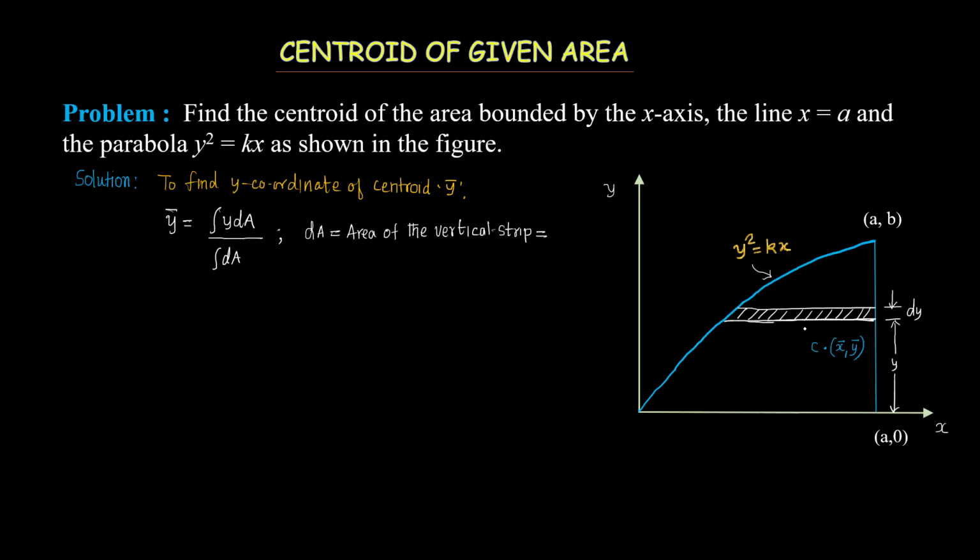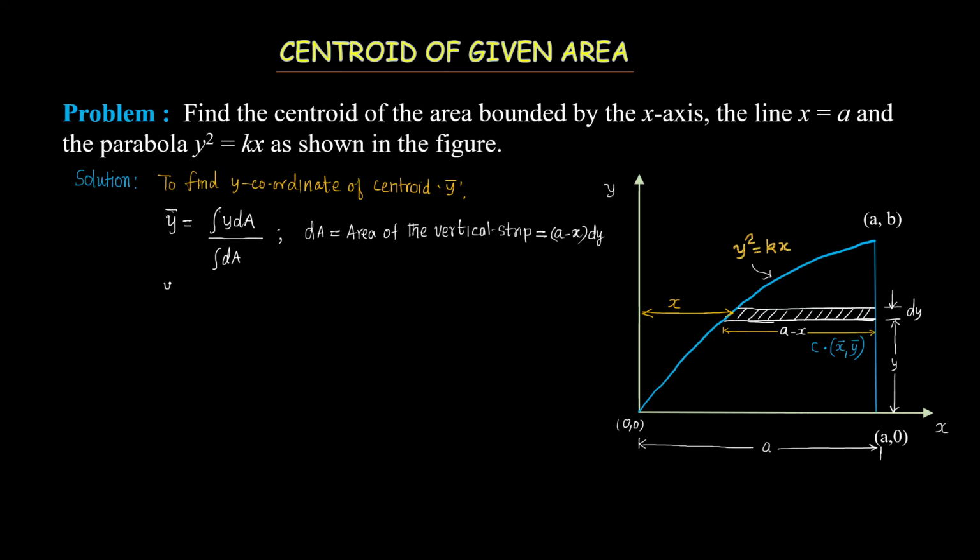Now I need to find this distance, friends. If I take any point on this curve, this distance from the origin will be simply x. From here to here the distance is going to be a, as it is shown here. This distance is a, right? So this distance will be a minus x, right? So I got this distance is a minus x and the thickness is dy. So the area of the strip, that is dA, will be a minus x times the thickness, that is dy. Okay, so substitute the corresponding value in this expression and get the value of the y coordinate of centroid.